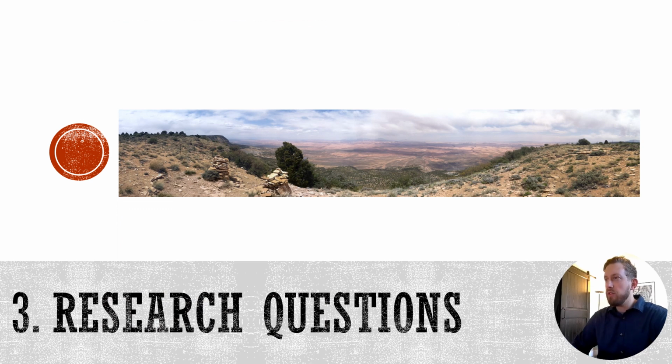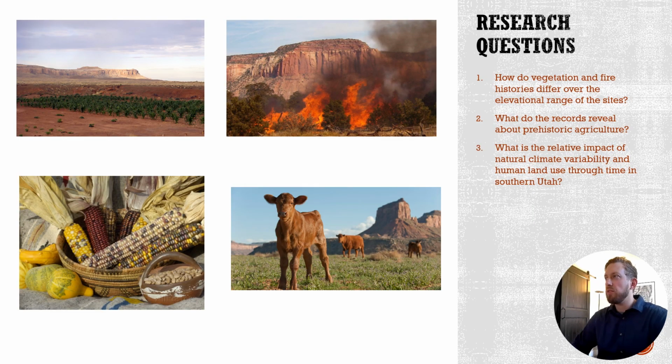So on to the research questions. There were 3 research questions. Number 1, how do vegetation and fire histories differ over the elevation ranges of the sites? 2, what do the records reveal about prehistoric agriculture? And 3, what is the relative impact of natural climate variability and human land use through time in southern Utah?